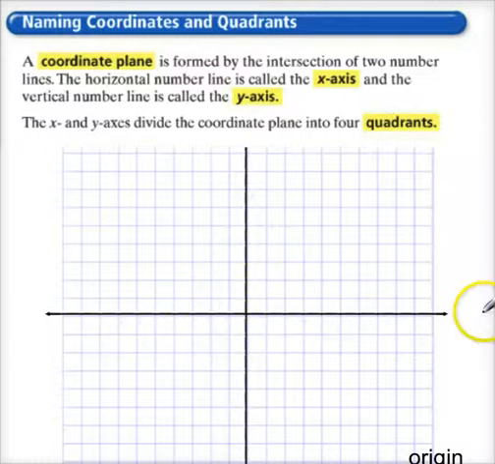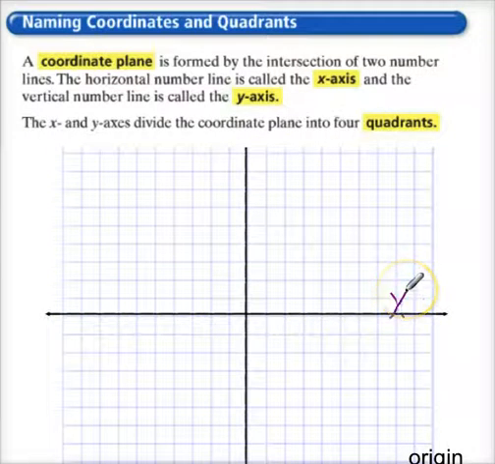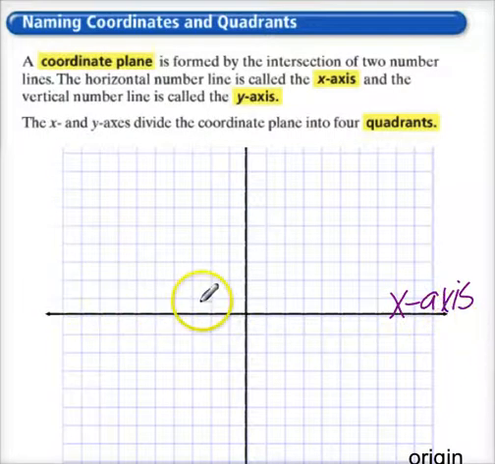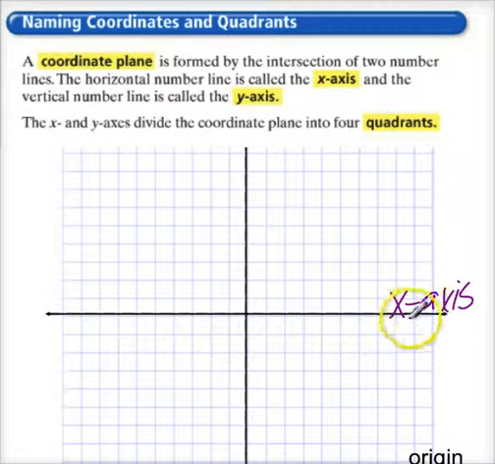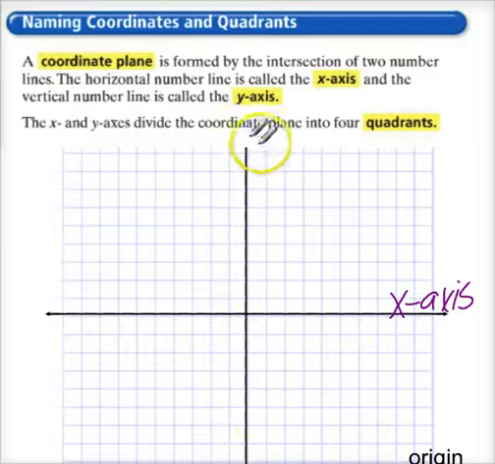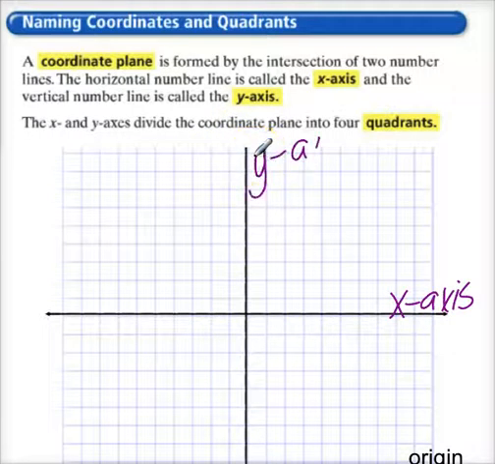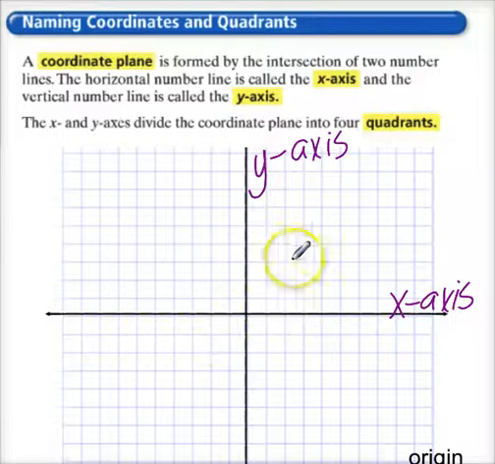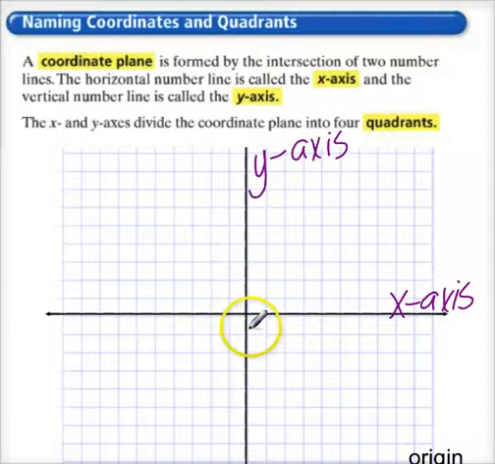The line that goes horizontal we call the x-axis. Some way you just need to remember that the horizontal is the x. The vertical line we call our y-axis. It runs up and down. When these intersect, it creates four squares that we call quadrants.